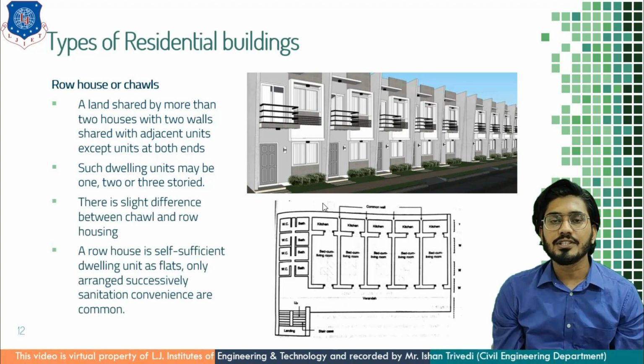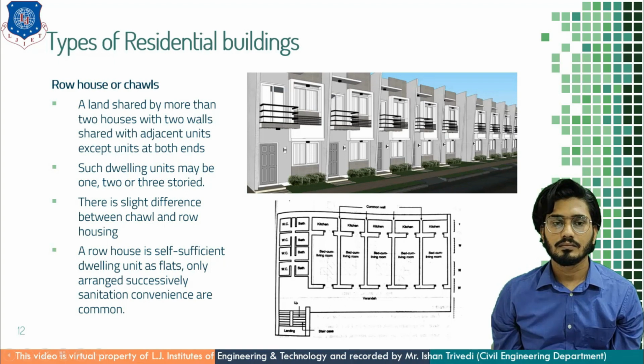There is a slight difference between row house and a chawl. The row house is a self-sufficient dwelling unit, whereas in a chawl, the sanitary accommodation is provided among few units, and these are common for all. Several seats have been provided for WC and few accommodations are provided for bathing purpose.